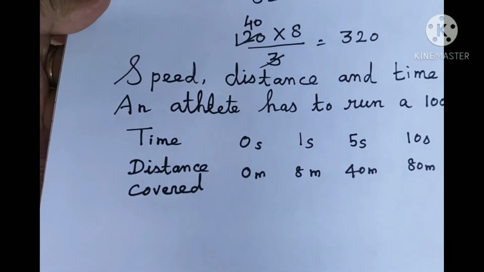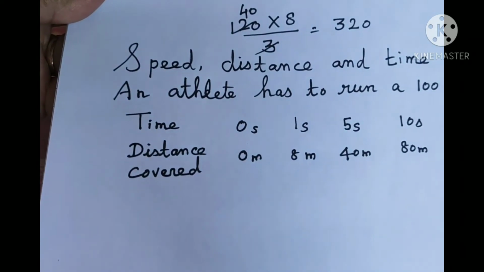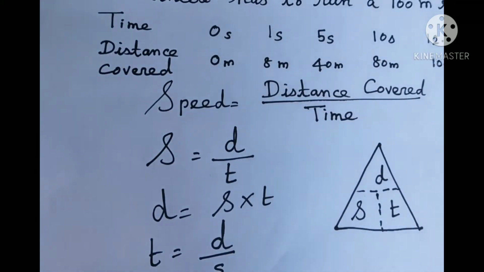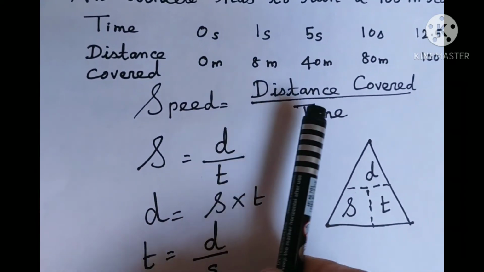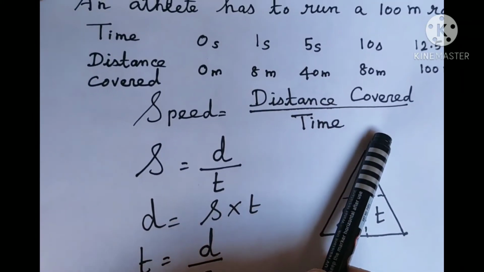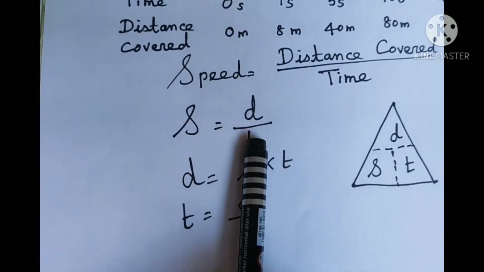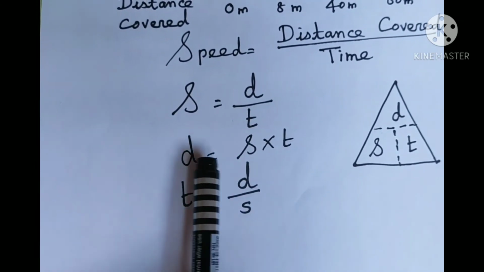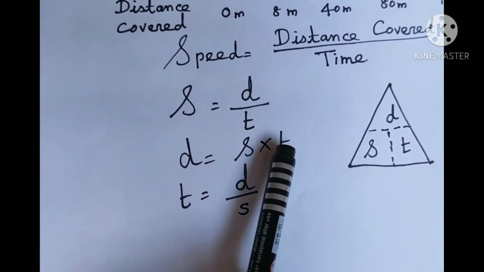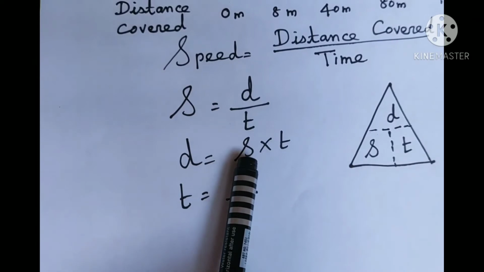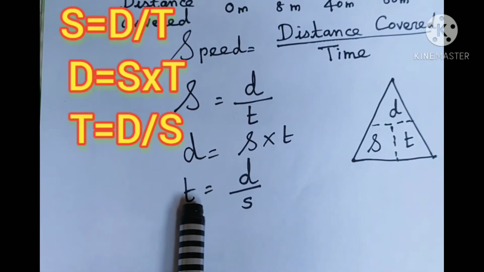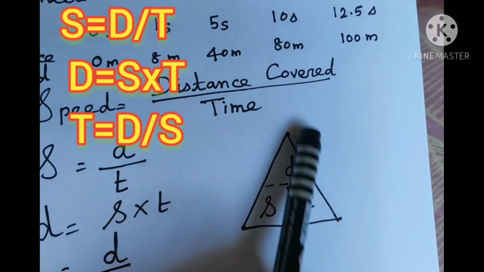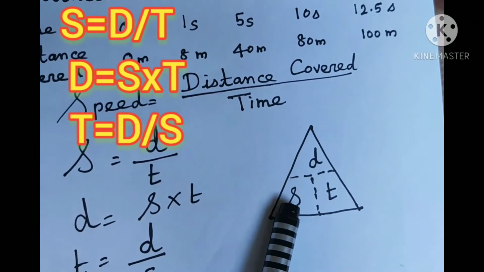The rate of change of distance is known as speed. How can we find out speed? Speed is equal to distance upon time. S is equal to d upon t, where d is distance and t is time. So d is equal to S multiplied by t. The division will become multiplication, S multiplied by t. Then time is equal to distance upon speed. In the triangle we can write d here, and S and t.